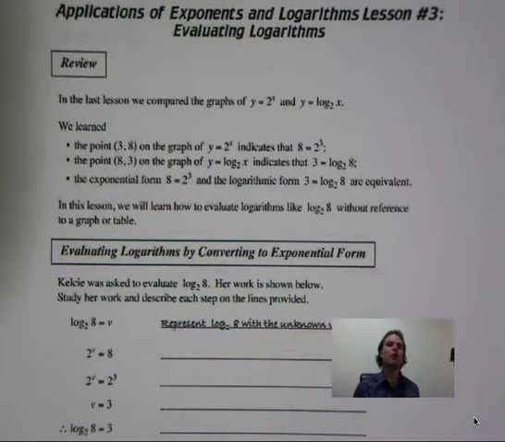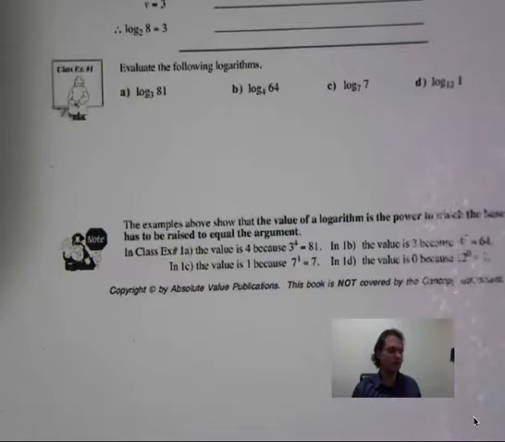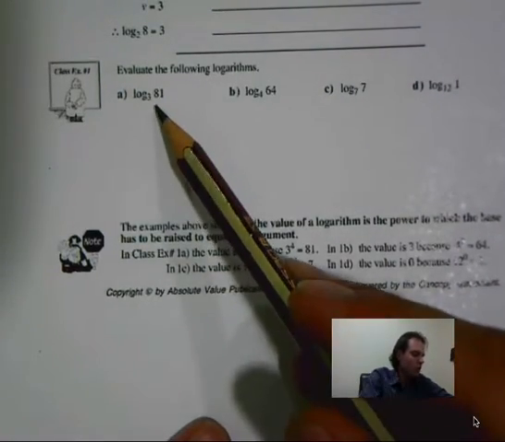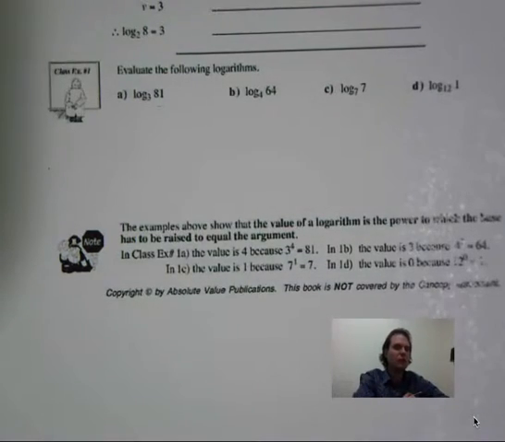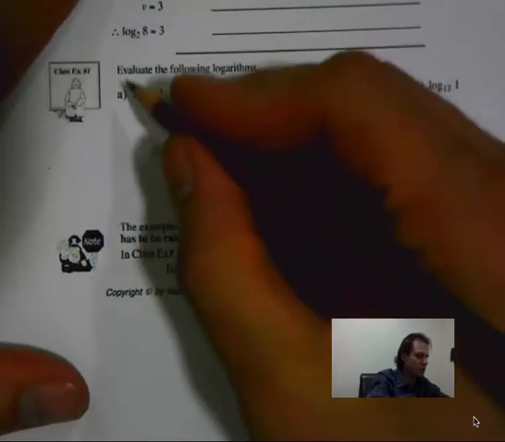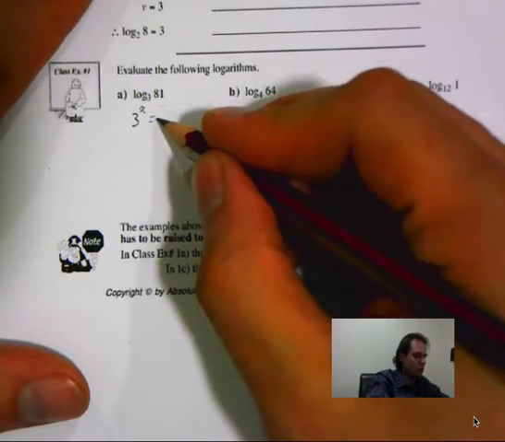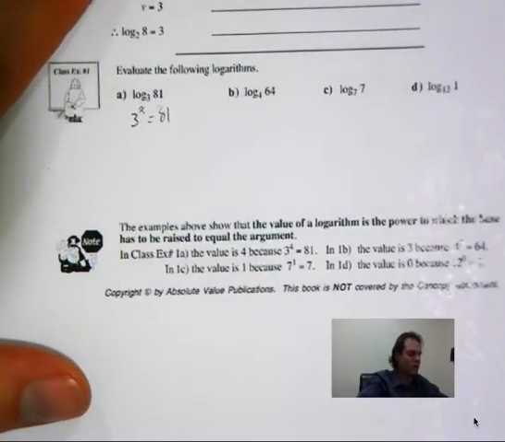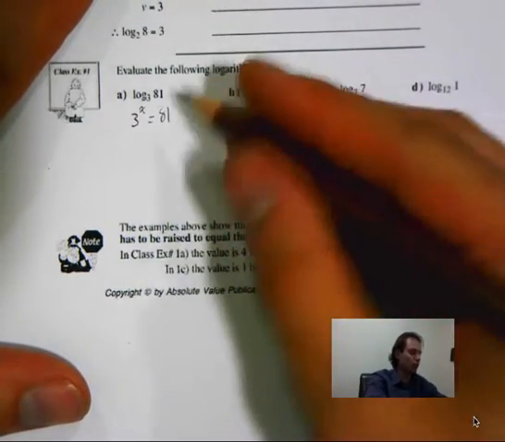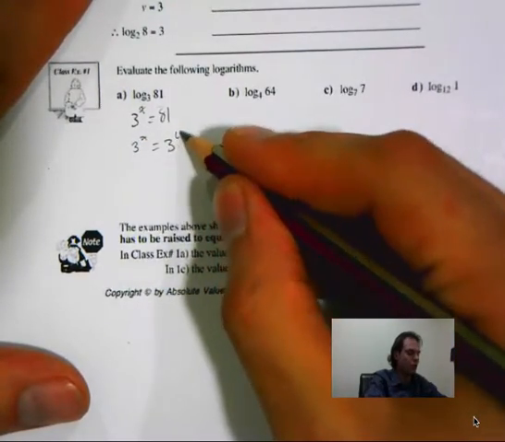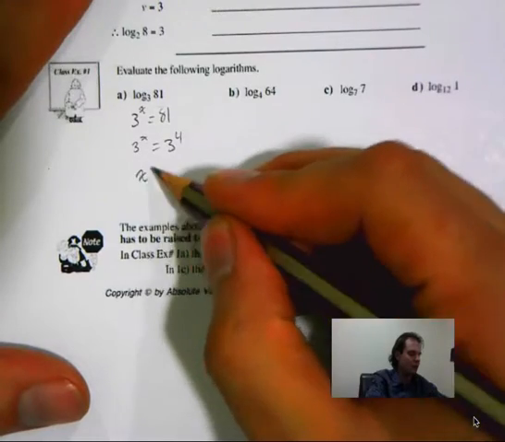Today we are going to learn how to evaluate or solve for logarithms, okay? So here they have just a little thing for you to start off, but I'm going to start off with class example number 1. It says here, log base 3 of 81. That looks confusing right now, but we can always convert this into exponential form. That is saying 3 to the x is equal to 81. I'm going to make this into the same base, so they're both in base 3. So 3 to the x is equal to 3 to the 4, which is the same thing as x is equal to 4.